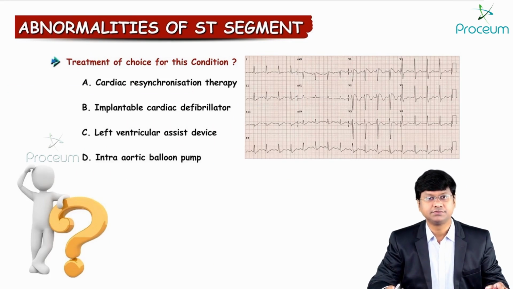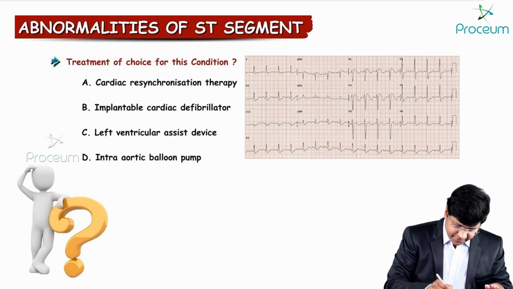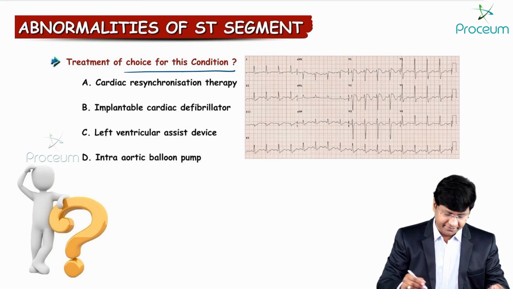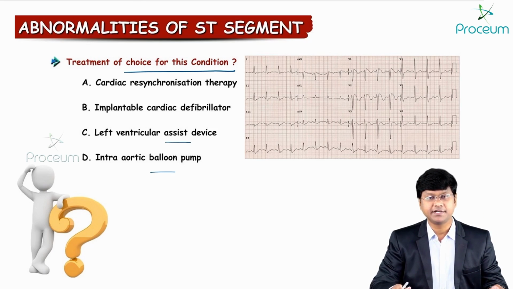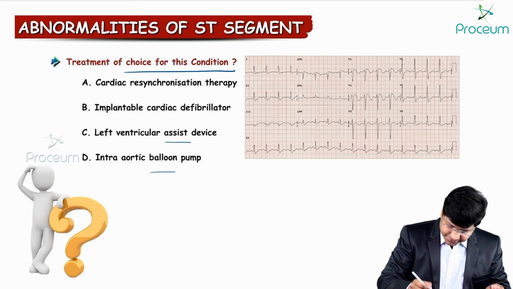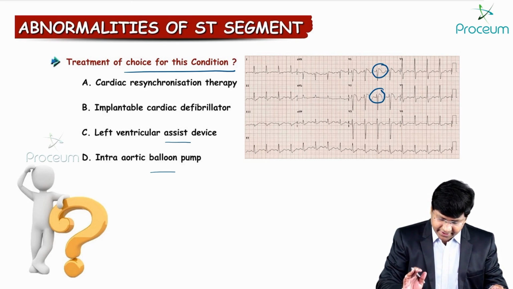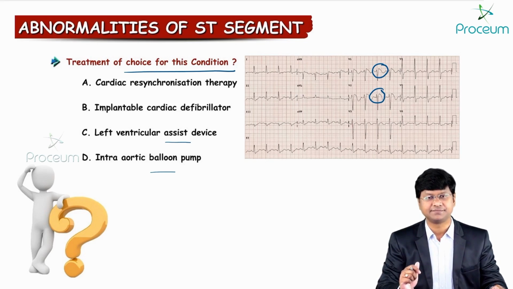So the next question related to the abnormalities of the ST segment, if you see this question: the treatment of choice for this condition: cardiac resynchronization therapy, implantable cardiac defibrillator, left ventricular assist device, intra-aortic balloon pump. So if you take this particular ECG, what are the abnormalities? We will directly look at the ST segment because we are discussing the abnormalities of the ST segment. So if you see here, you have a coved ST segment in lead V1 as well as lead V2. Right, and except for that, you don't have any other abnormalities of ST segment in other leads except for a few ST depressions in some of the leads.